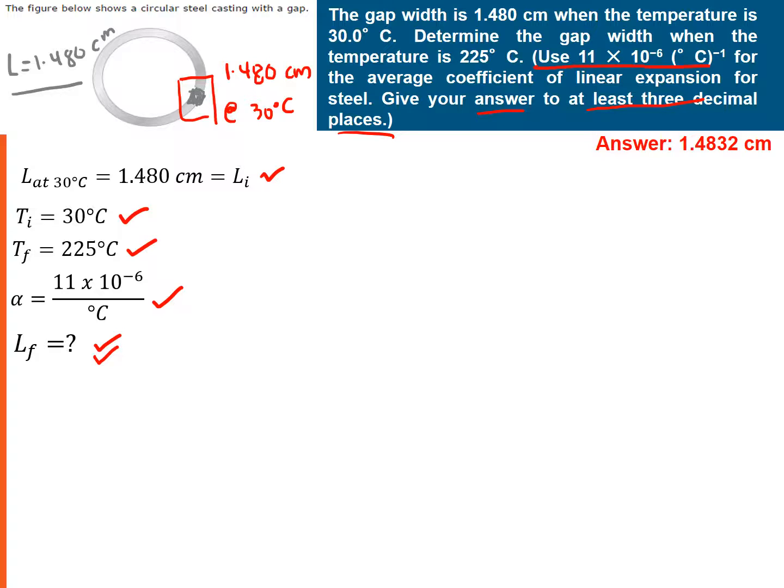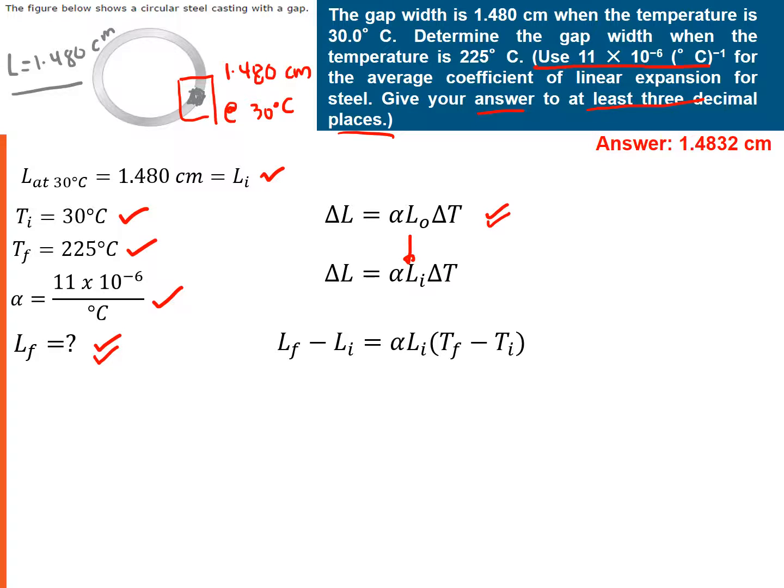Once again, this missing part of the circular steel, or the gap so to speak, would undergo linear expansion, and it will be governed by this formula. Now I prefer using Li instead of Lo to signify the initial length. Change of L is just equal to length final minus length initial, and the change in temperature could also be final temperature minus initial temperature. And we would just have to substitute our givens into the equation.